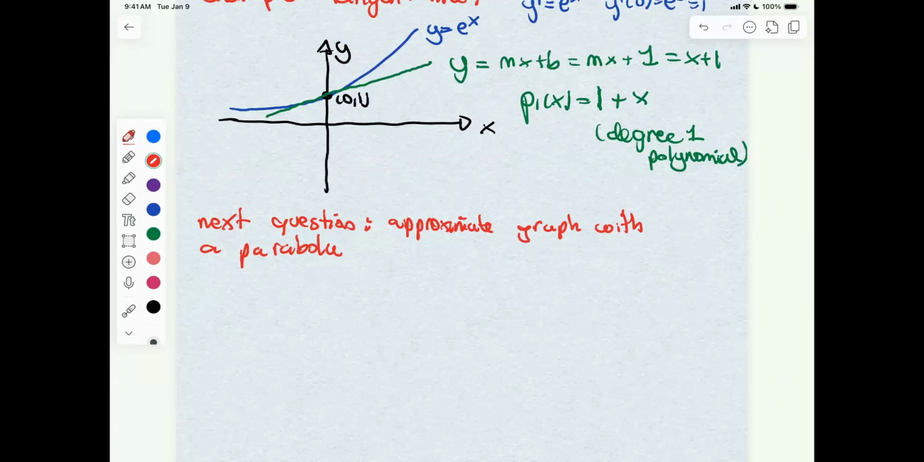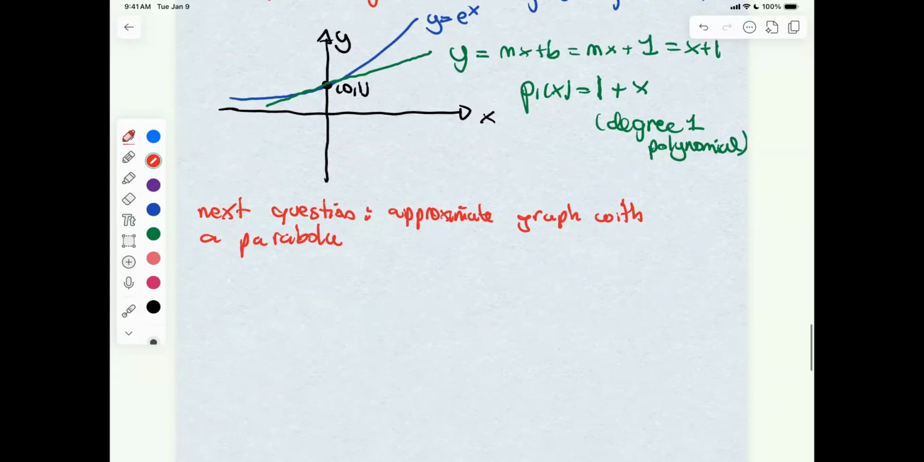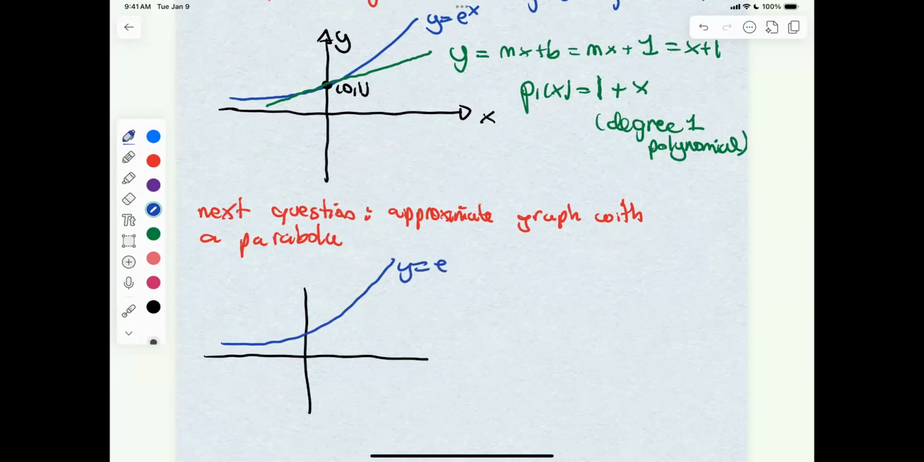So what is a parabola in general? First let me try to draw the picture. Maybe here I have the graph of e to the x, and I have a parabola that approximates it. Here's a bad choice, and we'll explain in a moment why it's a bad choice. This would be a bad choice for approximation. This one looks a bit better. Why does this one look better than the other one?